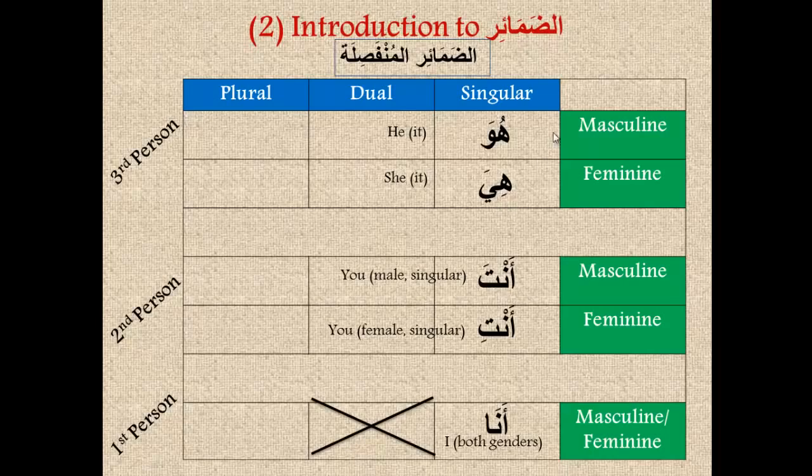Let's go through these pronouns again. We have huwa for he, hiya for she, anta for you, masculine, anti for you, feminine, and ana for I. And that's used for both genders. Huwa, hiya, anta, anti, and ana. And you should memorize these pronouns, inshallah.